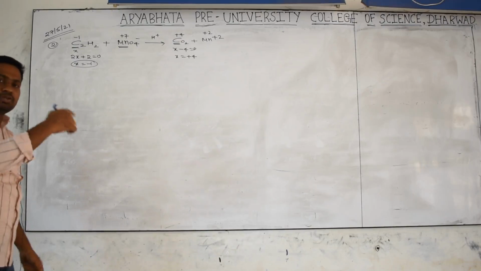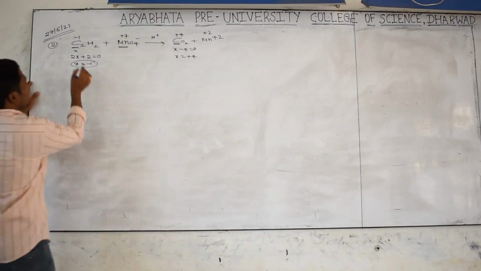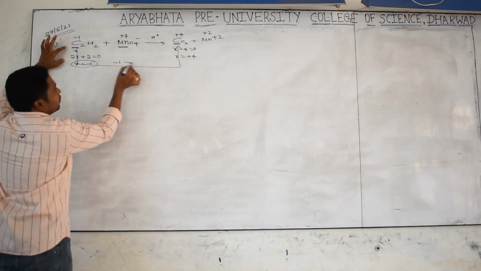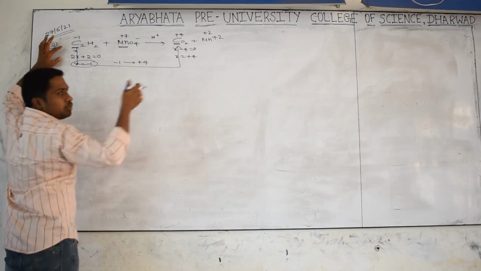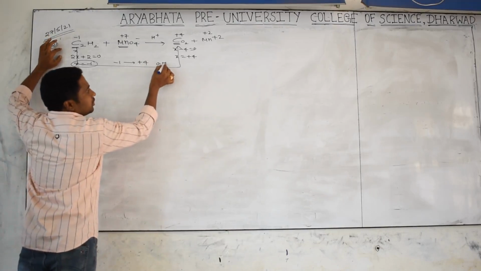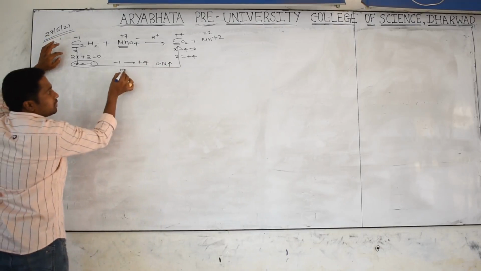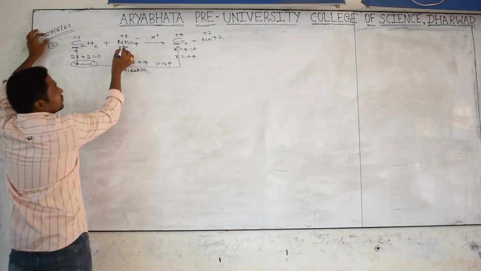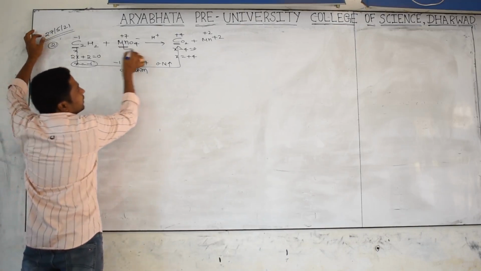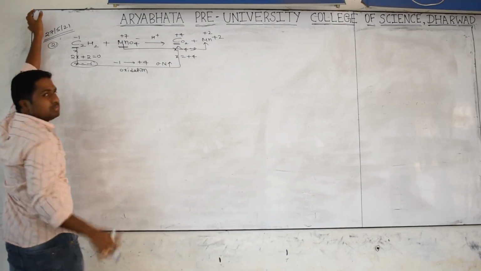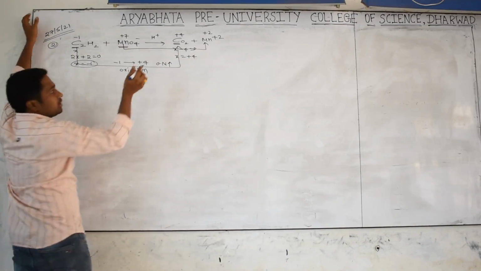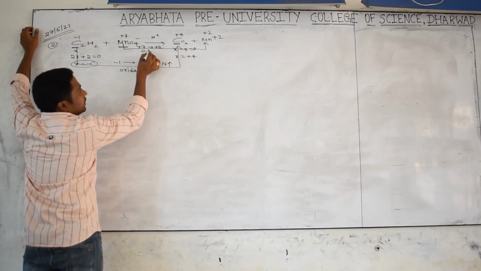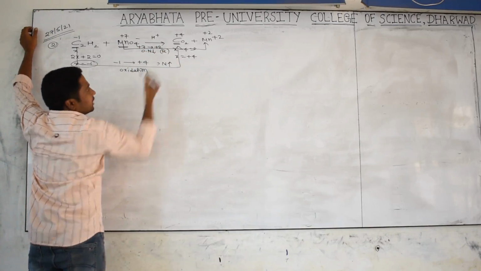Third step: which is oxidation and which is reduction. Check it here. Carbon oxidation number is changing from where to where? Minus 1 to plus 4. Minus 1 to plus 4 means the oxidation number is increasing. Oxidation number increasing is called oxidation. Now the manganese oxidation number is changing from plus 7 to plus 2. Plus 7 to plus 2 means the oxidation number is decreasing. Oxidation number decreasing is called reduction.